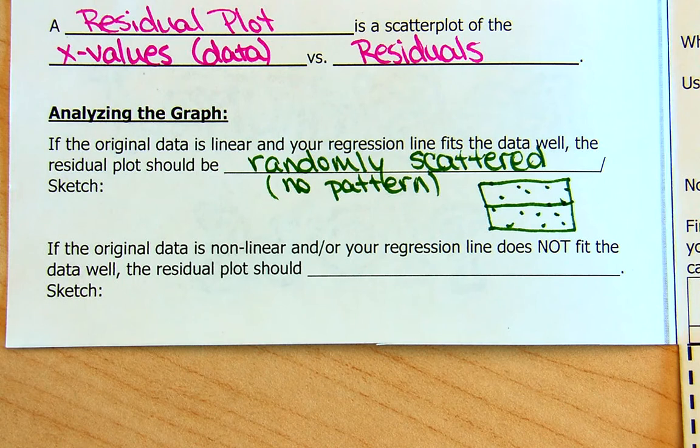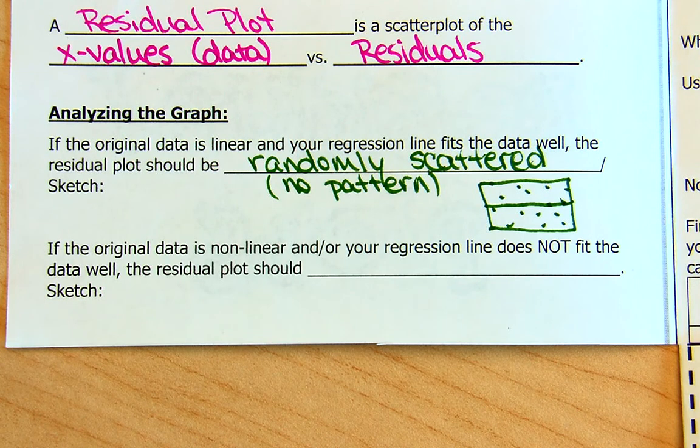This is our goal. We want to see this because that means our LSRL is a good fit. We can use it to make predictions. This is what we want to happen if we want to use that regression equation. And most of the time it does. Most of the time it's going to be good. Most of the data we look at is going to be linear, but you will have some that's not linear.